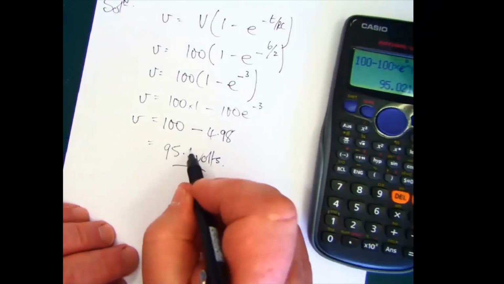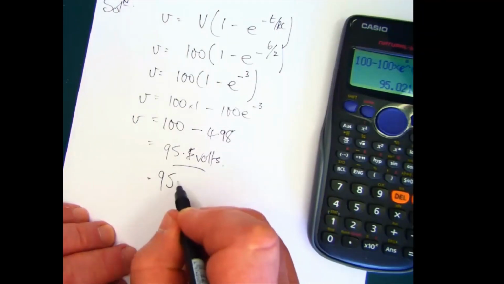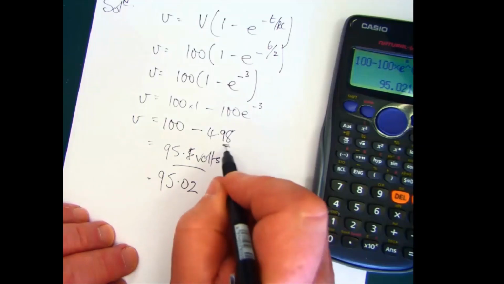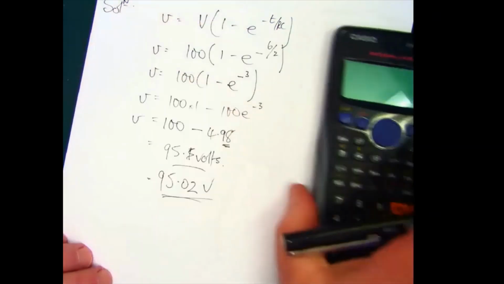Okay, so from the calculator point of view, the exact answer is 95.02. I've just used 2 decimal places, but that should give you full marks, and your examiner should be quite happy with that.